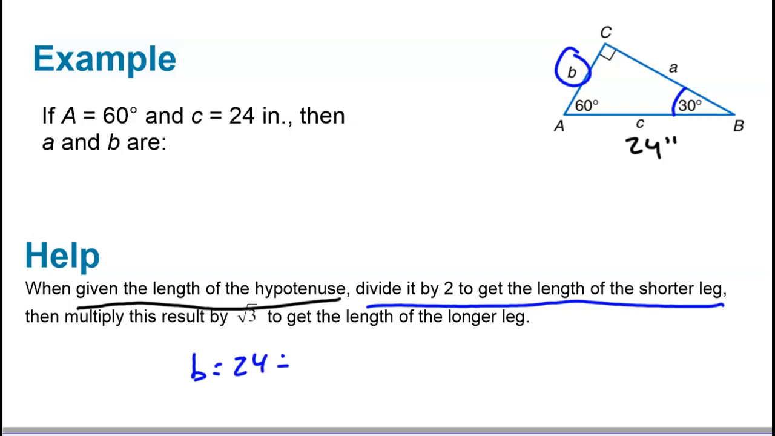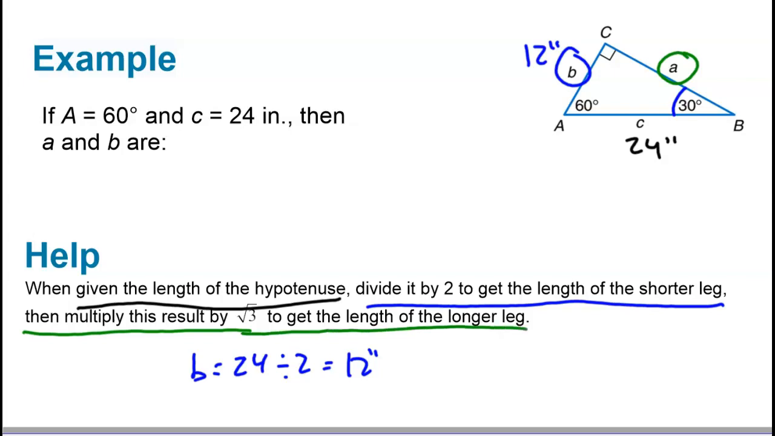24 inches divided by 2. And so that means that our shorter length will be 12 inches. And then it says to be able to get A, and make sure you pay attention here on this one, you multiply this result, which is 12 inches in this case, by the square root of 3 to get the longer leg.